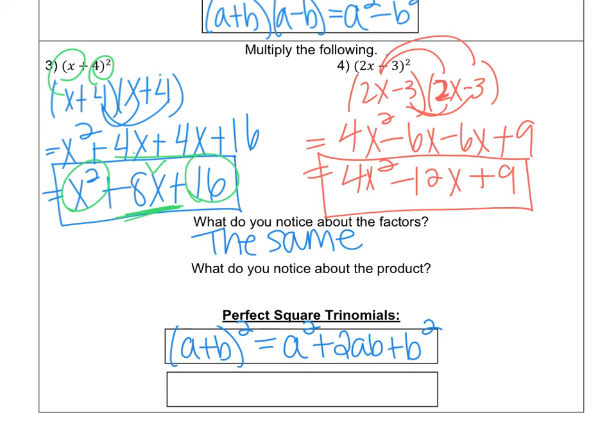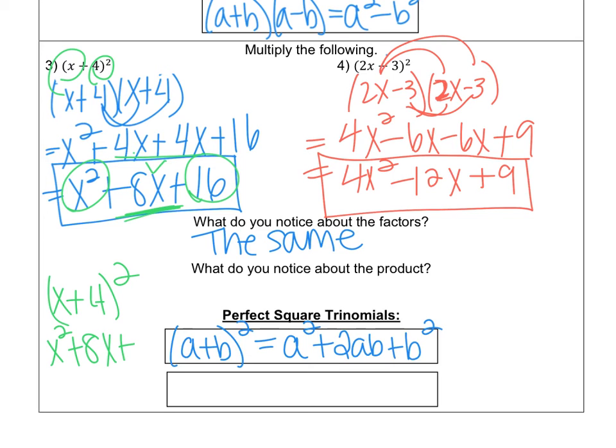So let's see if we could have done that problem a little bit quicker using this rule. So down here in green, I'm going to do it. So this would have been x plus 4 squared. And instead of multiplying it out, I'm just going to use this rule. So I would square the first term, x squared. Then I would multiply the first and last term together and double it. So I would multiply x times 4, which is 4x, and double it. So I would get 8x.